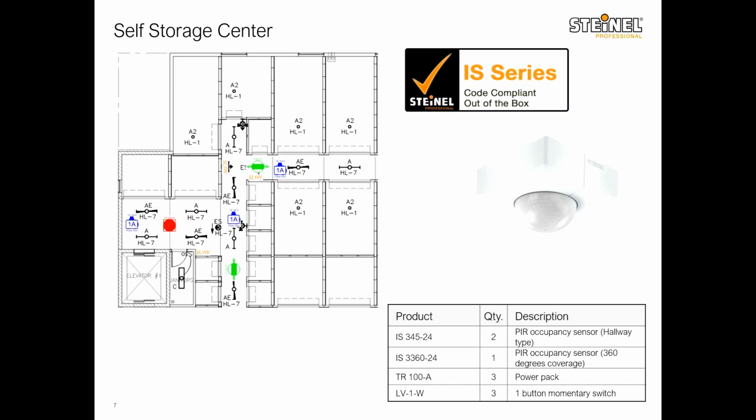So this is where the self-storage center has to follow the warehouse rule, which is each aisle or each hallway should be controlled separately from the other aisles and hallways. So you can't have someone walking down one hallway causing all the lights in an area to turn on, only in that particular aisle or hallway.